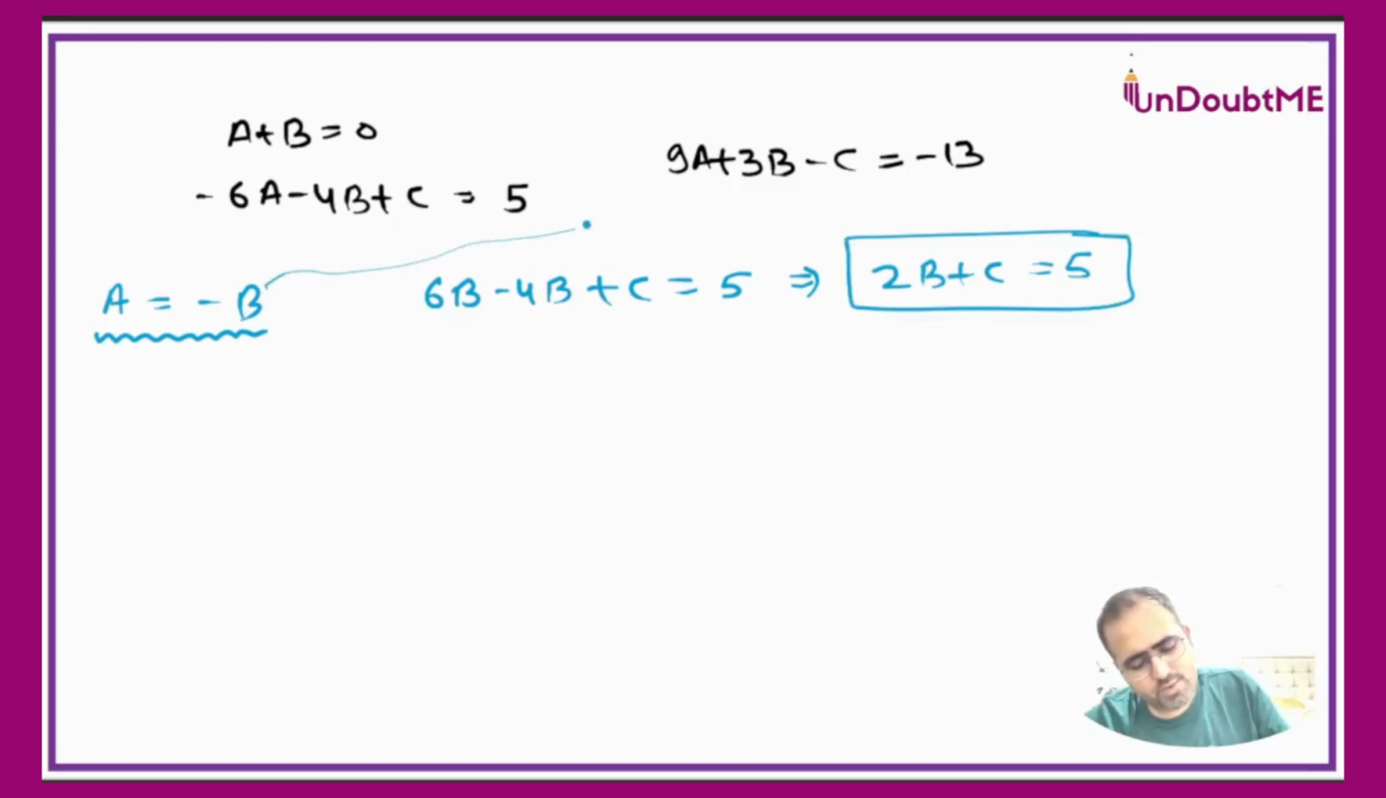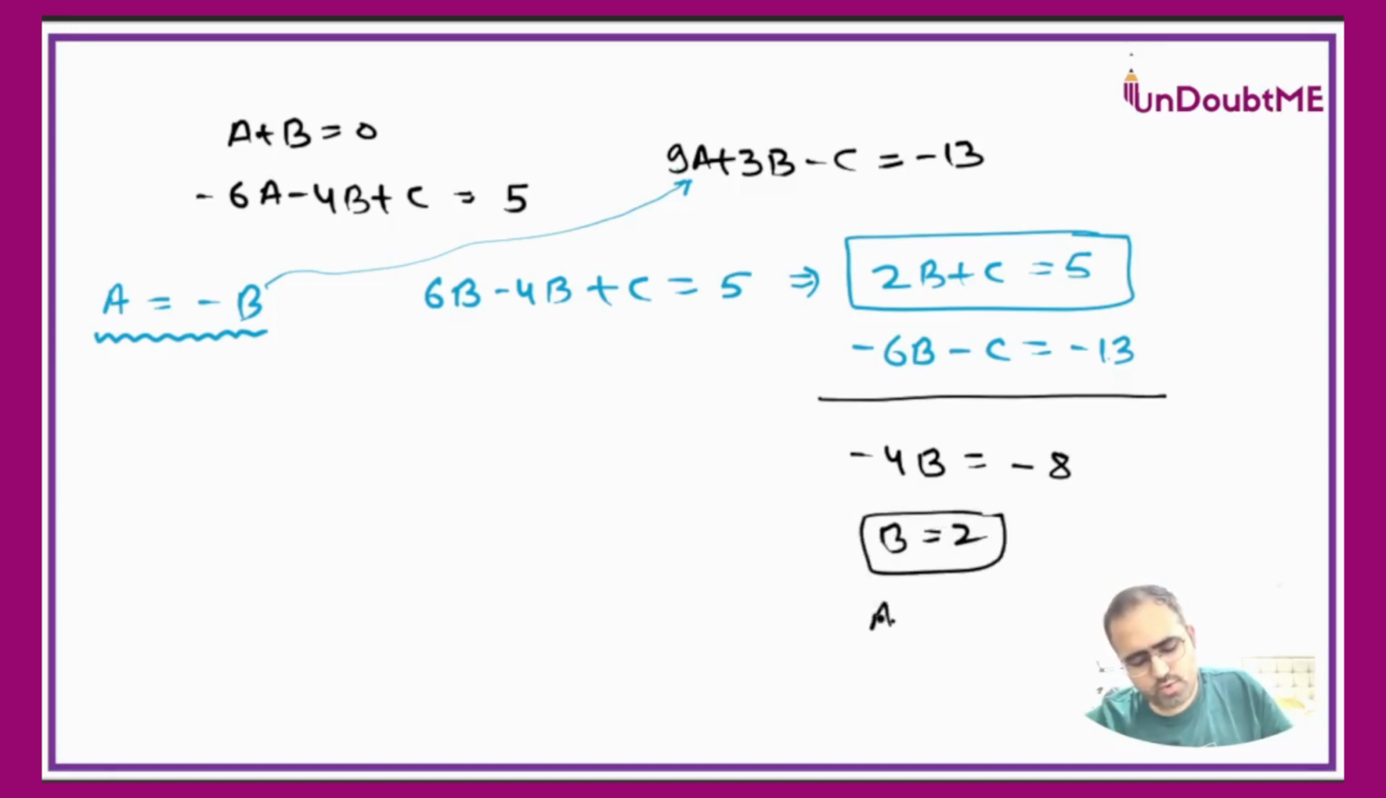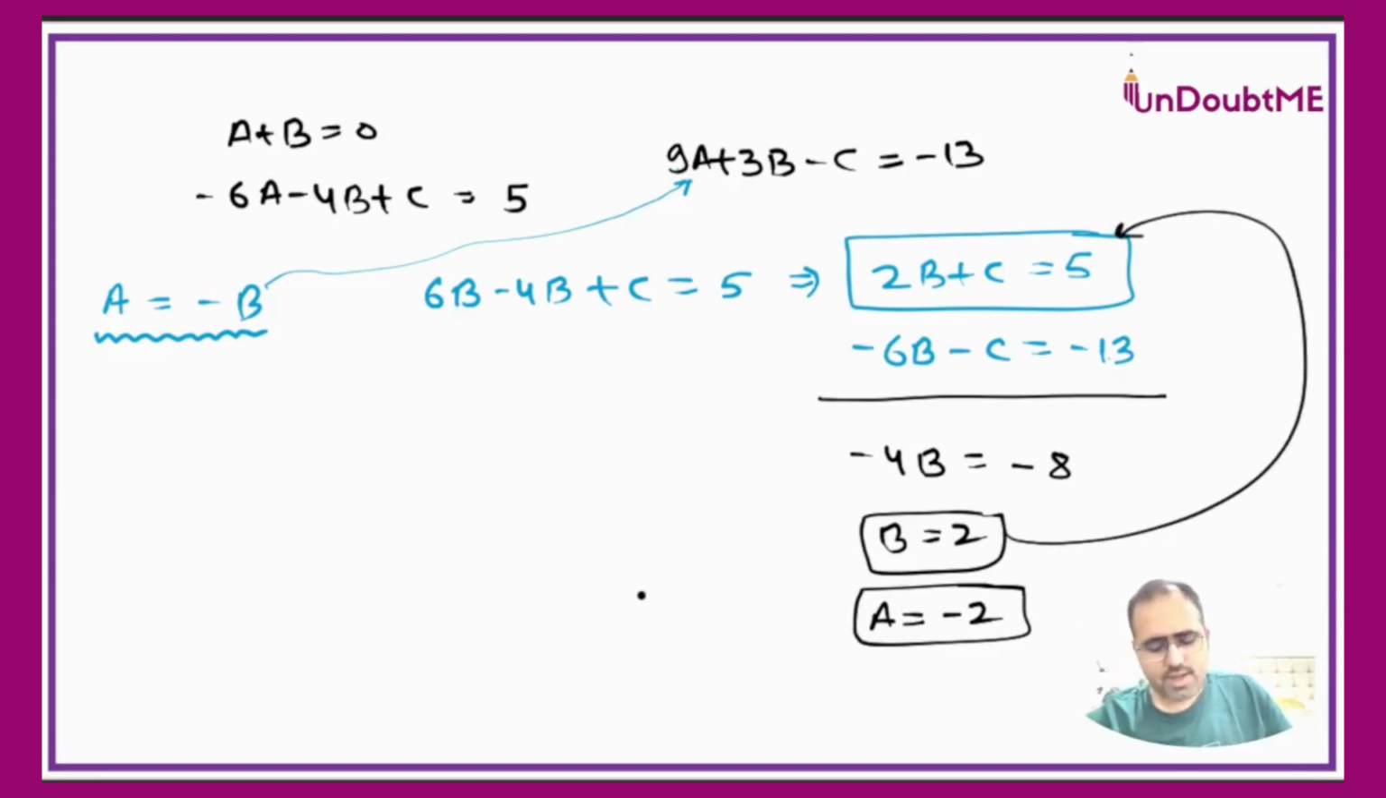And then if I place a is equal to minus b over here, then minus 9b plus 3b will be minus 6b, and then I have minus c, and that is equal to minus 13. I will simply add them because plus c minus c will get cancelled. So I'll get minus 4b is equal to minus 8 and b is equal to 2. B is equal to 2, so a will be equal to minus 2, and I can place the value of b here to get my c value. So finally b is 2, so 2 twos are 4, c will be 1.